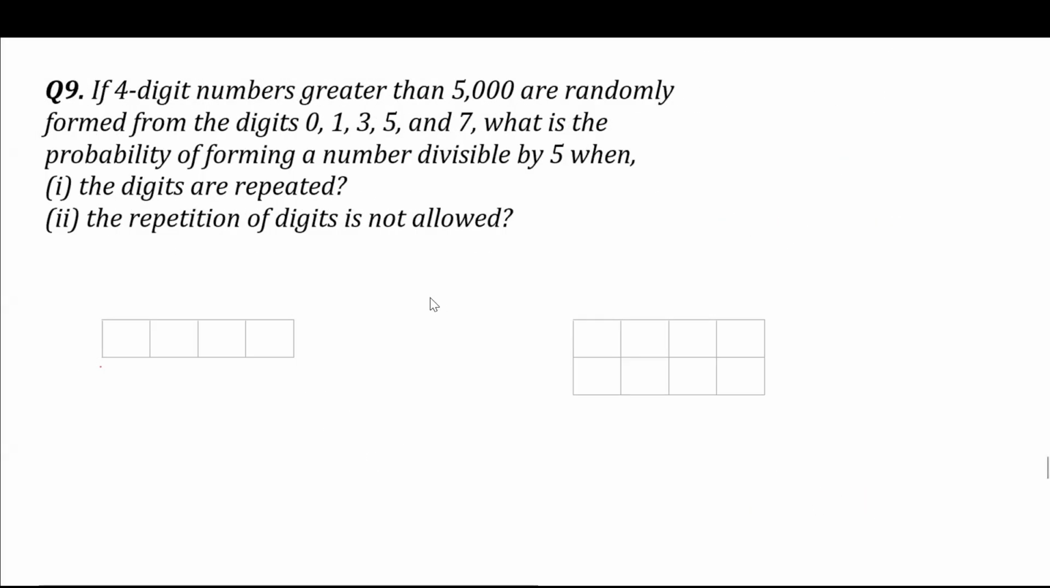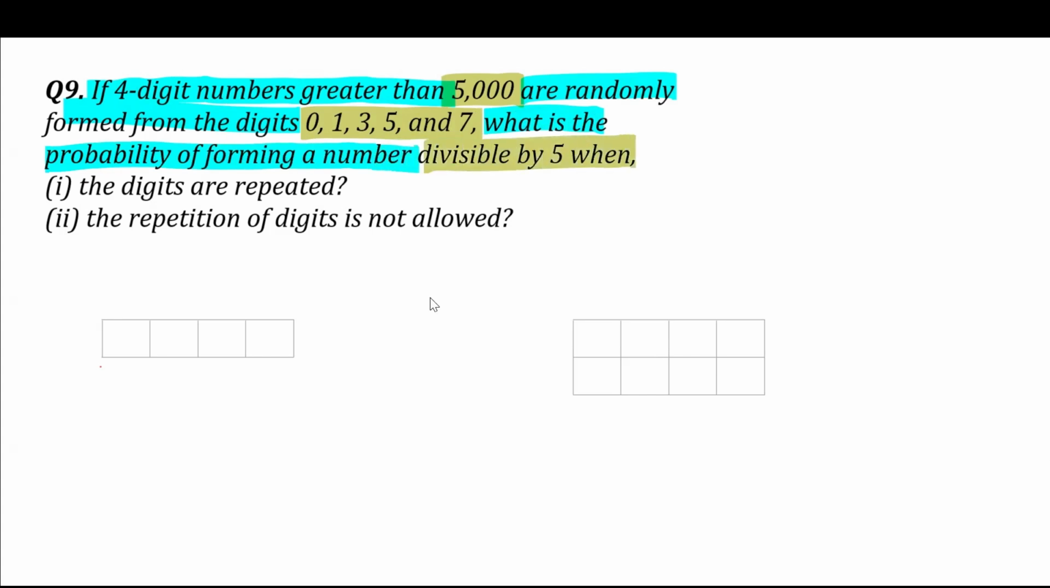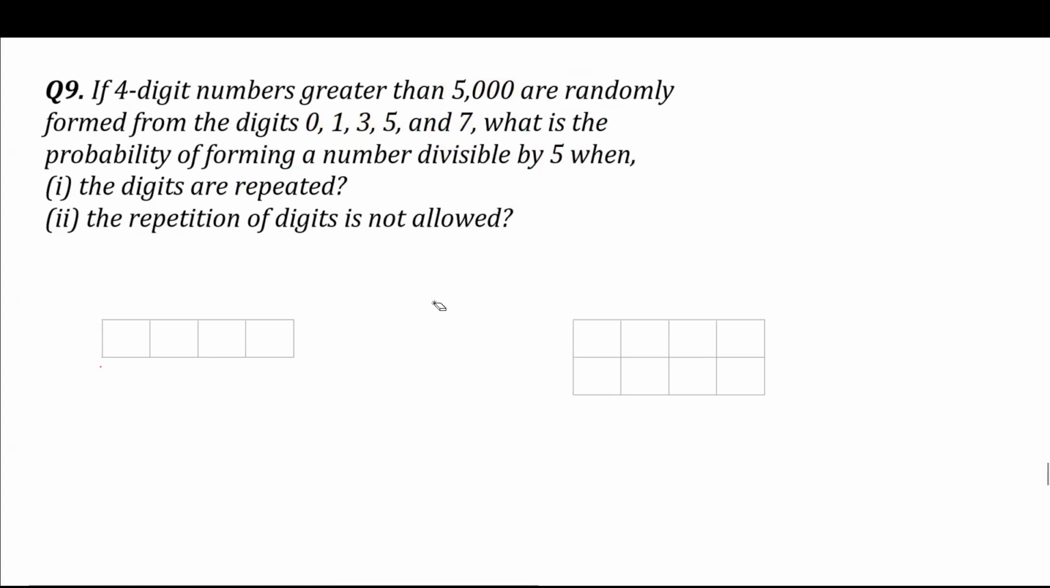In this question from the chapter probabilities, four-digit numbers greater than 5,000 are randomly formed from the digits 0, 1, 3, 5, and 7. Now, what is the probability that the number so formed is divisible by 5? And we have two cases: when the digits are repeated and the other case when the digit repetition is not allowed. Now, let's begin with the first part where the digits are repeated.